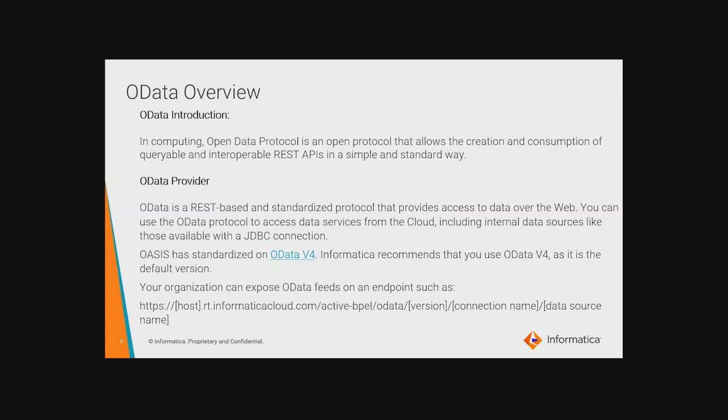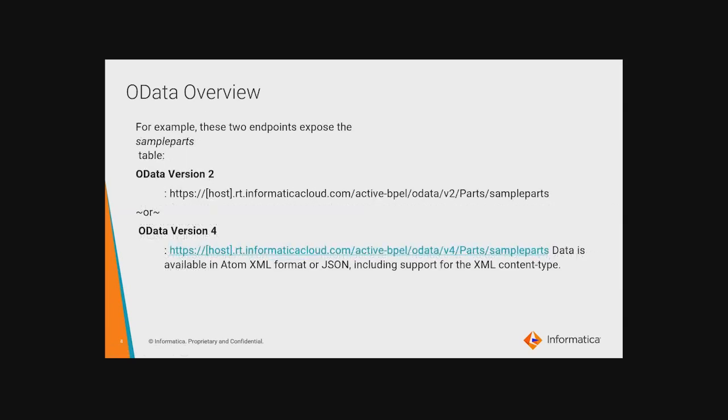OData is a standard, and Informatica recommends that you use OData v4. v4 is nothing but a version; the previous version that we used was v2, which is the default version. Your organization can expose a data feed on an endpoint. Once you save and publish this JDBC connection, you'll get this endpoint URL, which includes the version, the connection name, and the database name. And this is the old version, v2, and this is the endpoint URL for that.